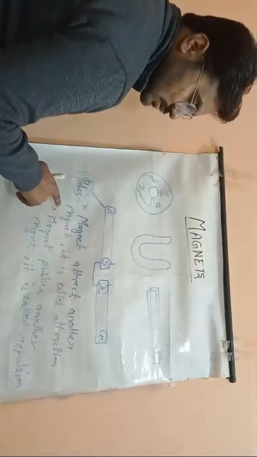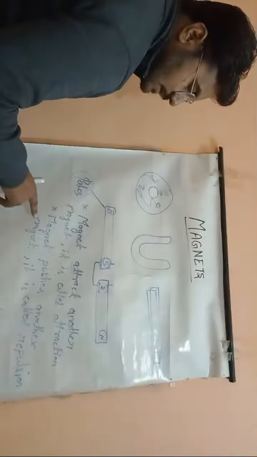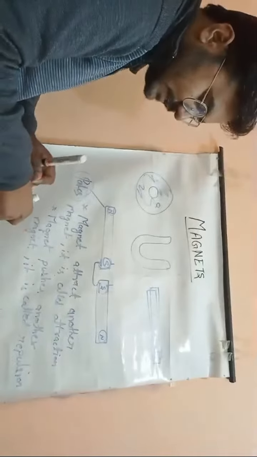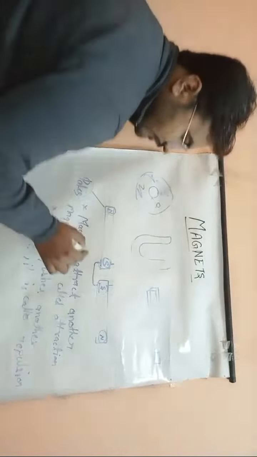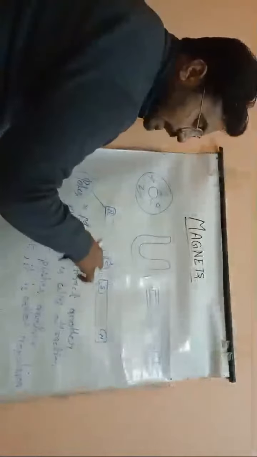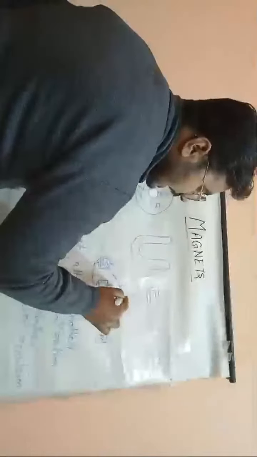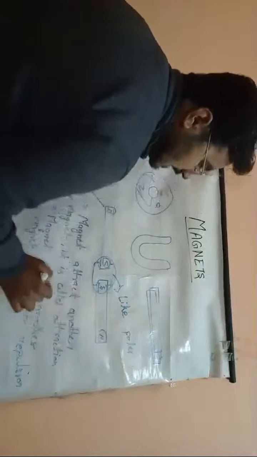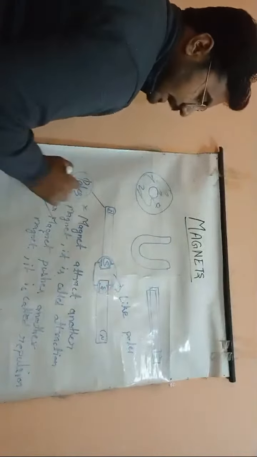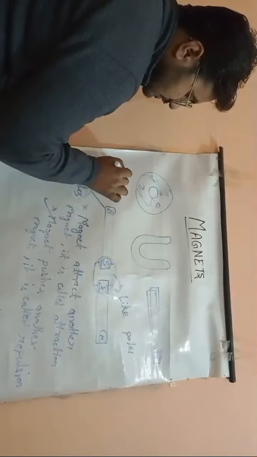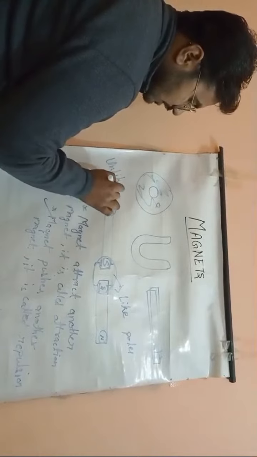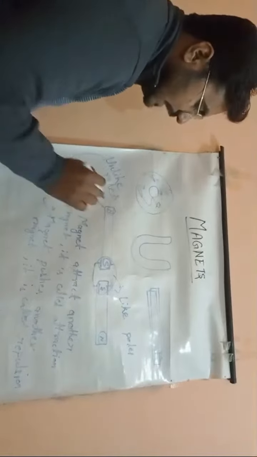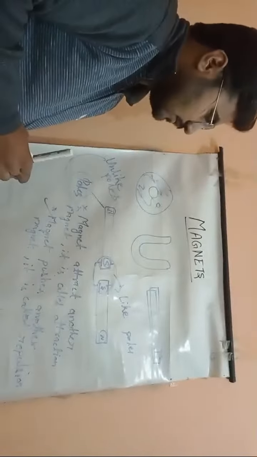A magnet attracts another magnet, it is called attraction. When a magnet pushes another magnet, it is called repulsion. So when will there be attraction and when will there be repulsion? If like poles are there, the same directions in front of each other, there will be repulsion. If unlike poles are there, that will be attraction. There are two things that you have to understand.